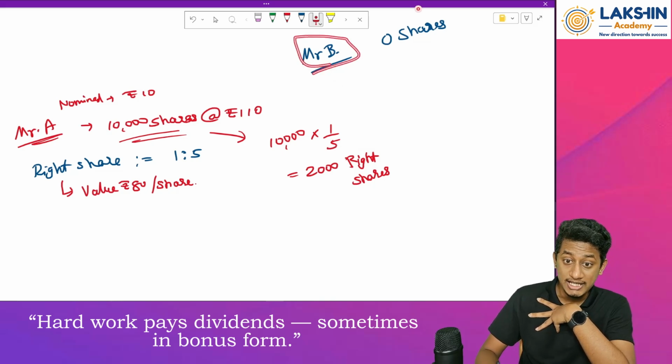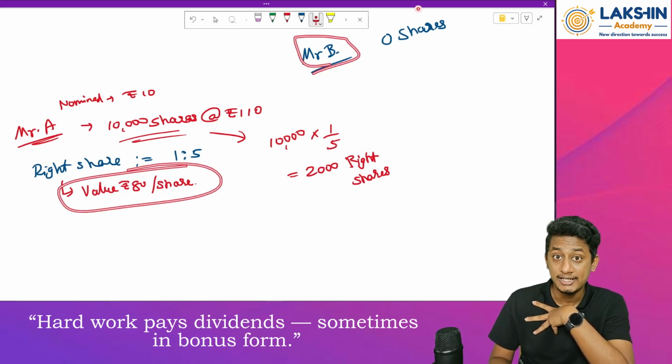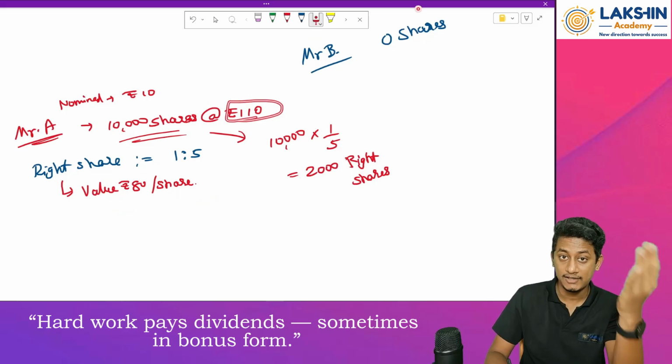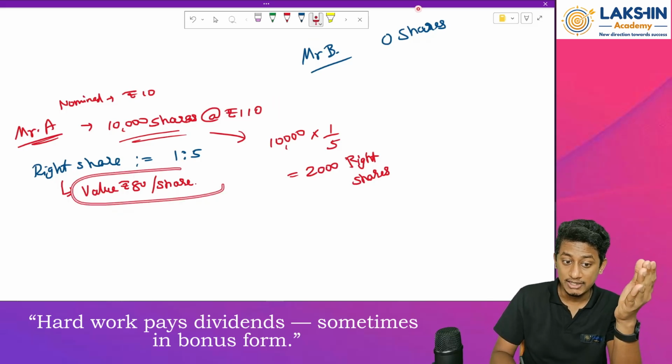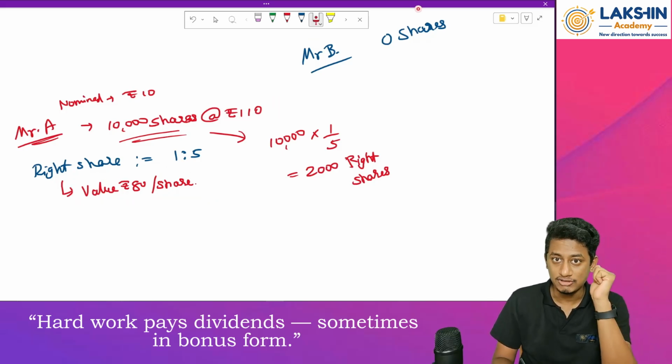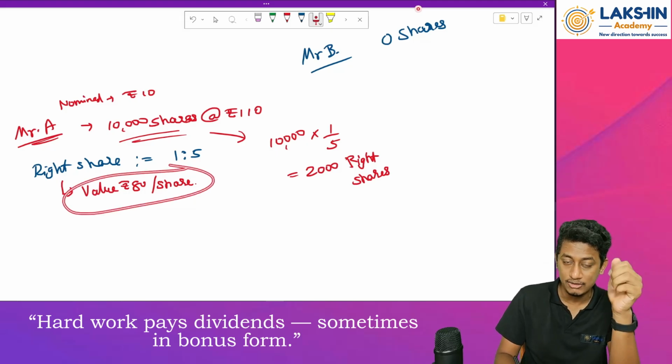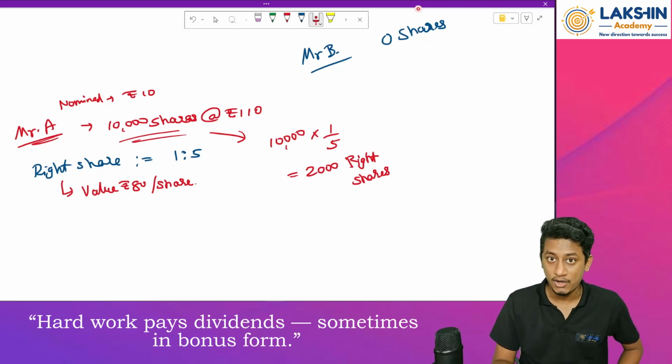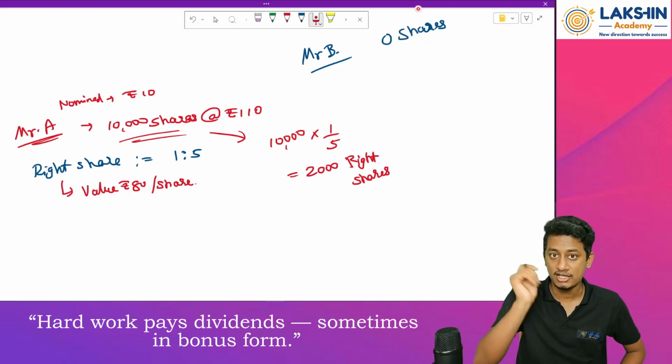Now, Mr. B will get these shares at what rupees? At rupees 80. A share which is worth rupees 110 in the market, he is getting at rupees 80, at a discounted price, right? So today itself, if he buys and goes and sells it in the market, he can earn some profit on the spot, right?